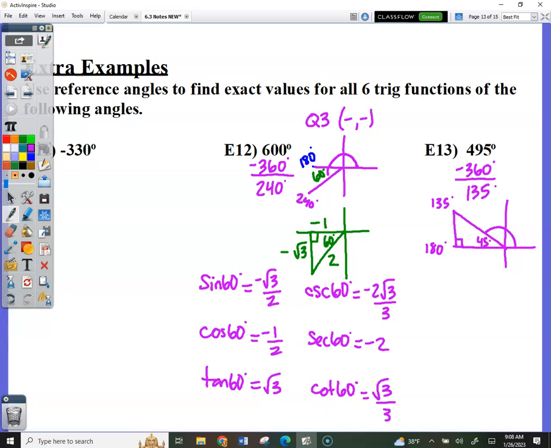And then hopefully you go to your chart to answer the questions, or you could have the numbers memorized. For the 45, 45, 90, it's 1, 1, root 2. But don't forget you're in quadrant 2, so what's negative? The x is negative.